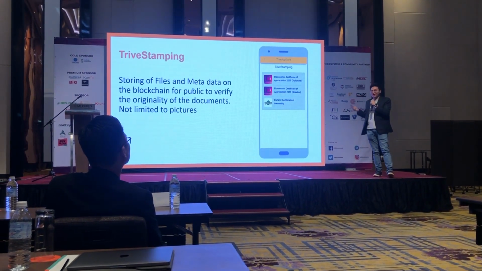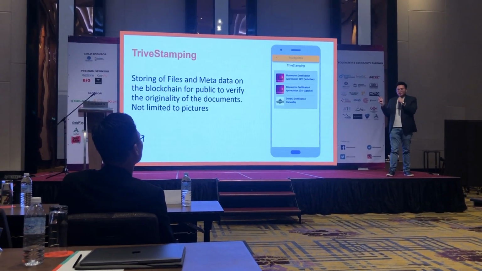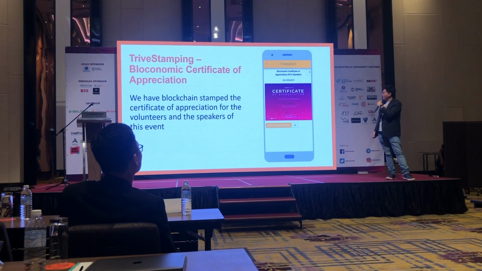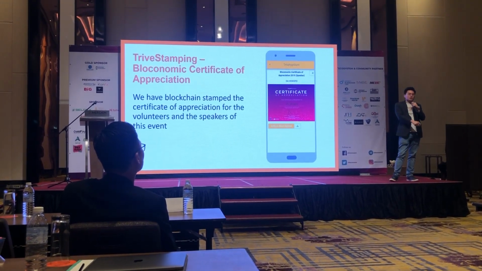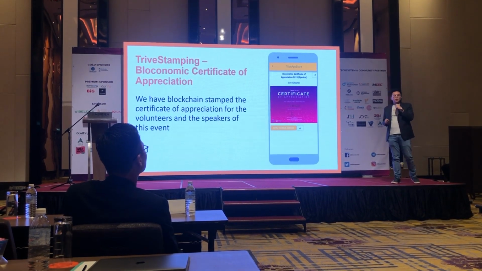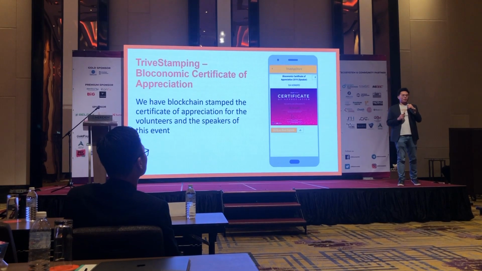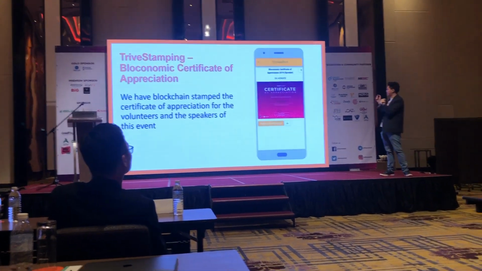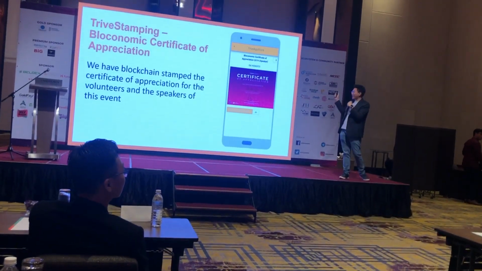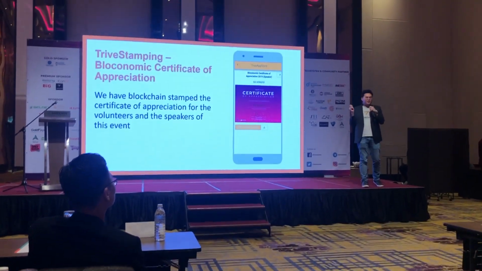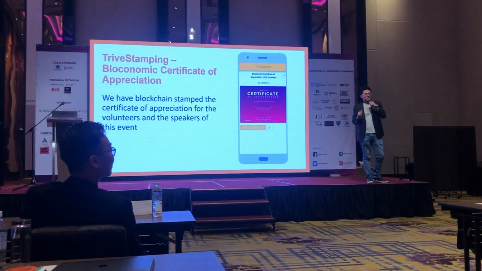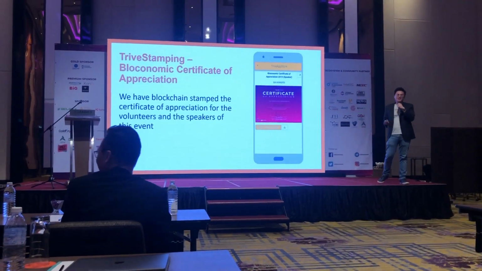Another thing is actually the Trive stamping. So we have a couple of projects that's actually on board. One of it is the stamping of all Bloconomic 2019 volunteers as well as their speakers. So if you are a speaker, you will most probably find your certificate, the digital version, and as well as the hashing of the PDF inside. And you can actually download from IPFS your PDF copy of it. And you can actually verify from the blockchain itself your names and your speech on this particular conference.